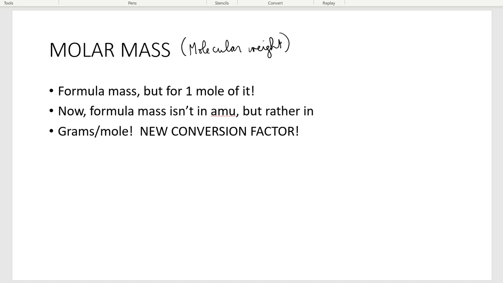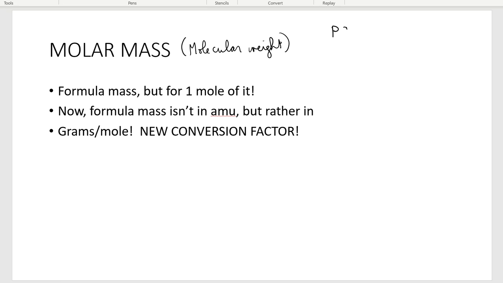Now what molar mass is, again, is this way of getting from microscopic to macroscopic, something that we can actually measure out in the lab. It is the formula mass, but for one whole mole of it. Okay, so let's do an example.